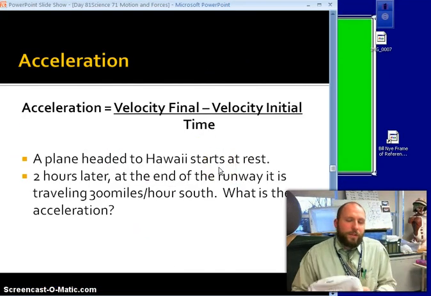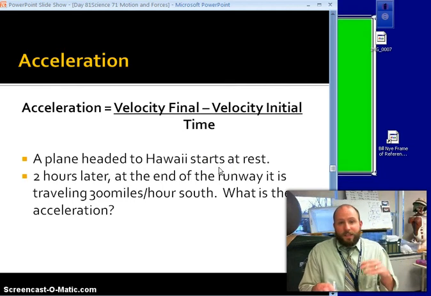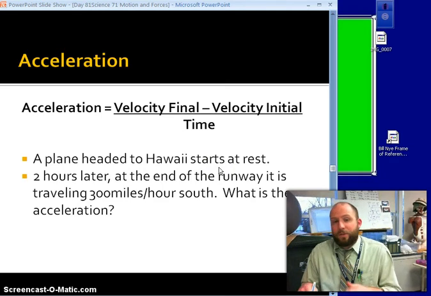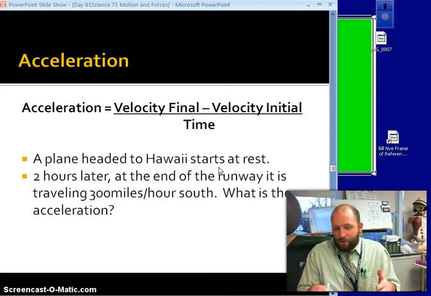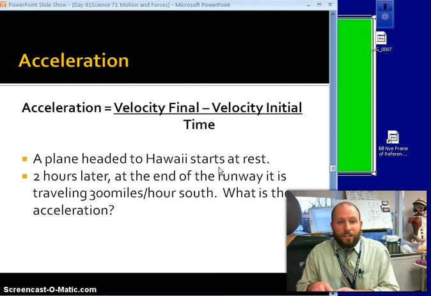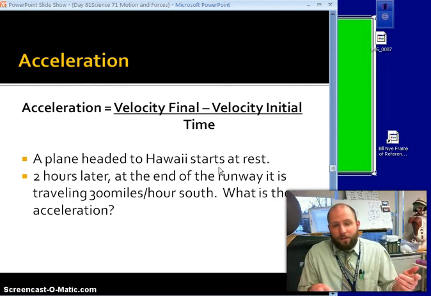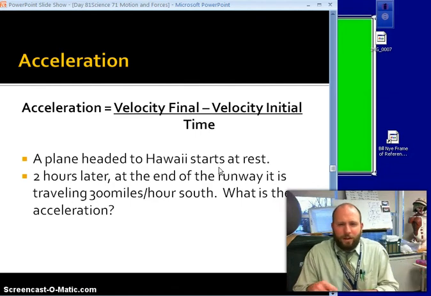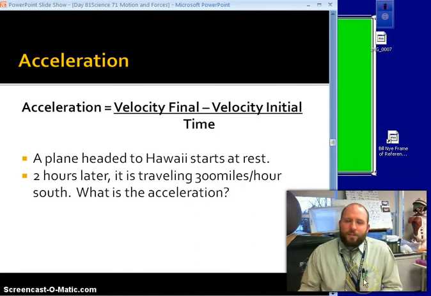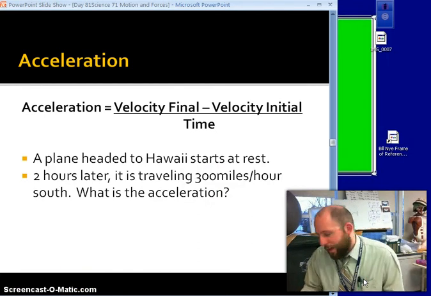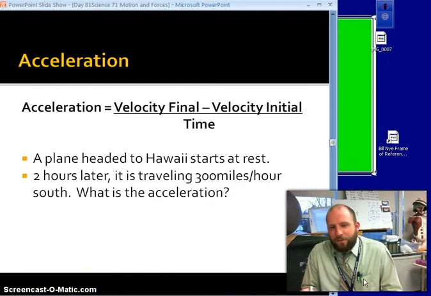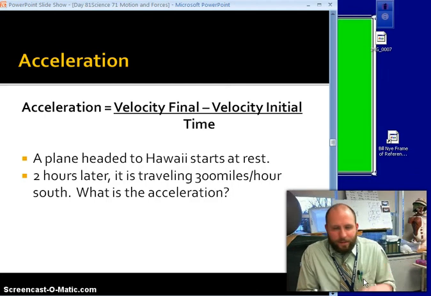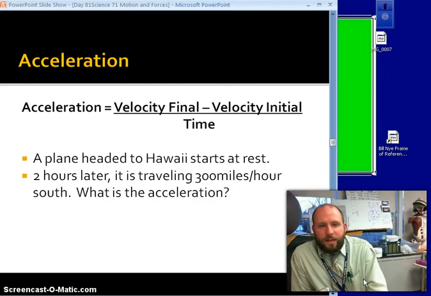So, let's see if you can try this equation. We have a plane that is headed to Hawaii and it starts at rest on the airfield, this airport. 2 hours later, at the end of the runway, it's traveling 300 miles an hour south. So what is the acceleration that this airplane... this is actually really a bad question. Hold on. So we fixed this question. I apologize. If it's sitting on the airfield for 2 hours later and it's only doing that, I'd be a little upset about the flight taking that long.